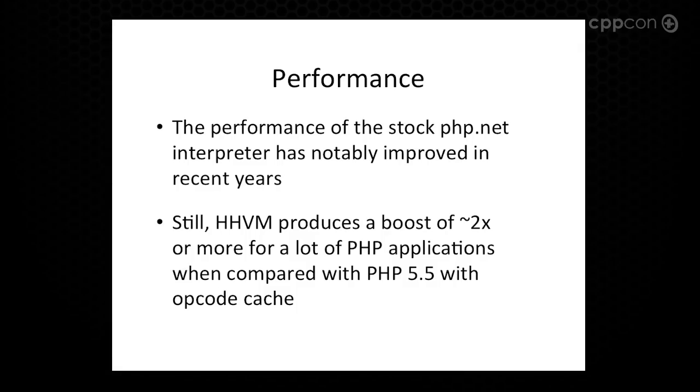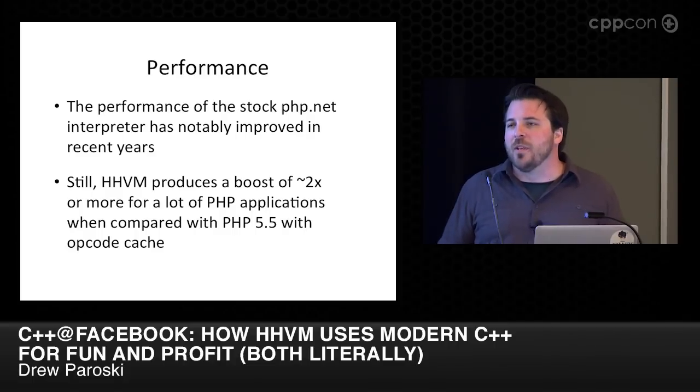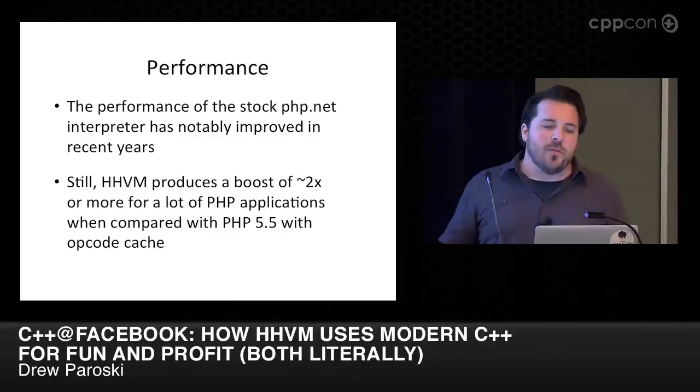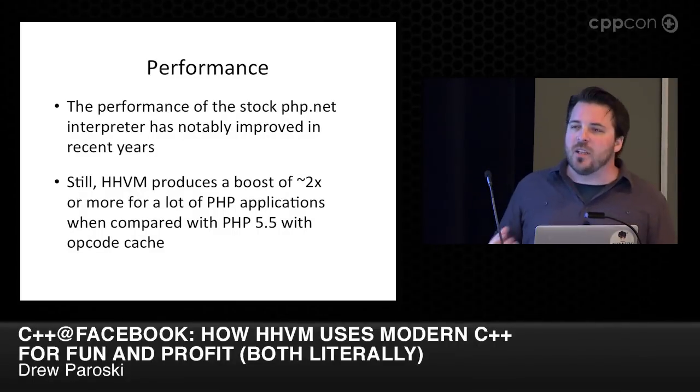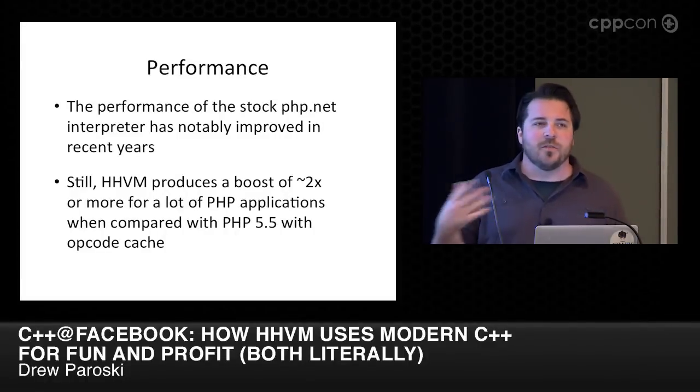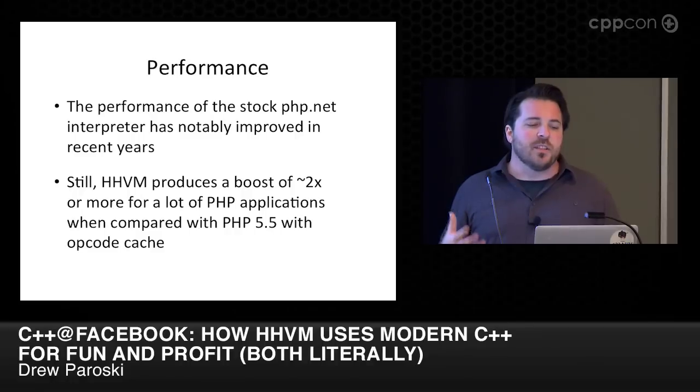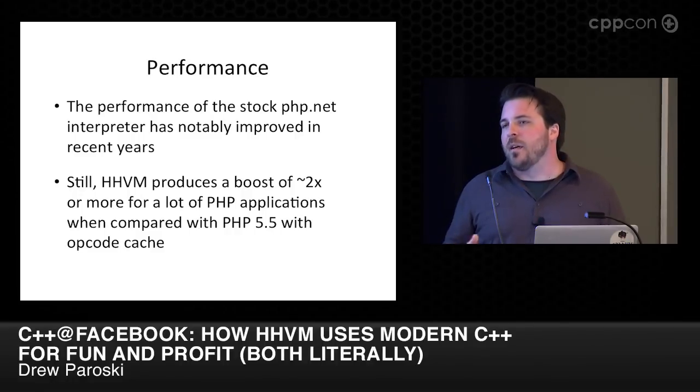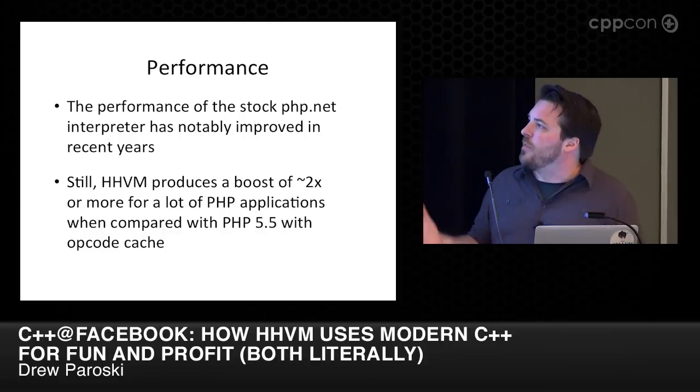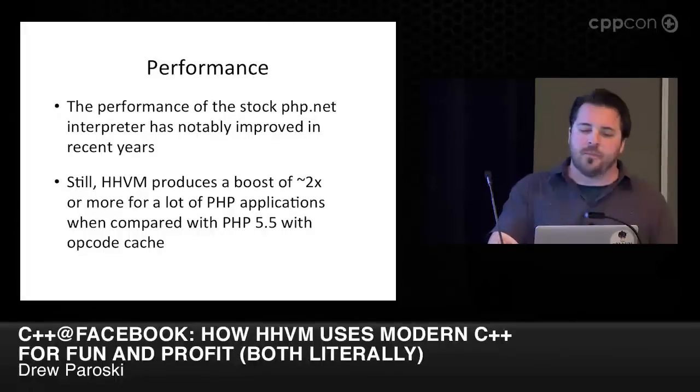I should note, I showed you a comparison of HHVM today versus PHP from 5 years ago. There's been a lot of improvement in the stock PHP interpreter, so I didn't want to hand wave over that. They have notably improved. But nevertheless, if you take HHVM and compare WordPress or various applications out of the box, you'll still see about a 2x gain for a lot of applications, sometimes more, compared with PHP 5.5 with the opcode cache.